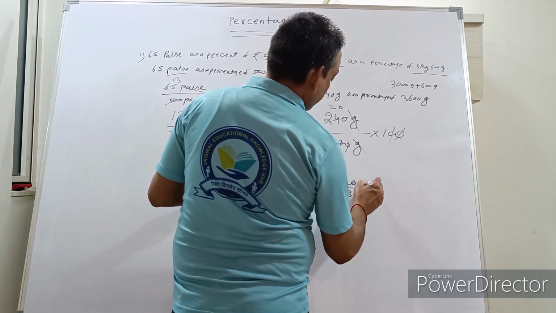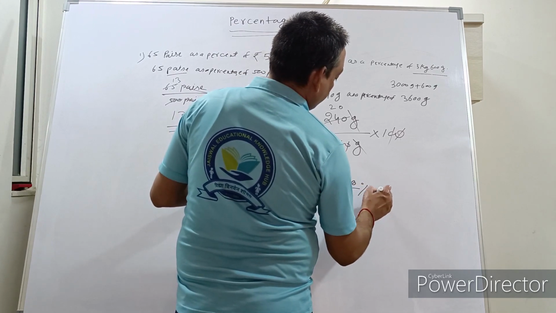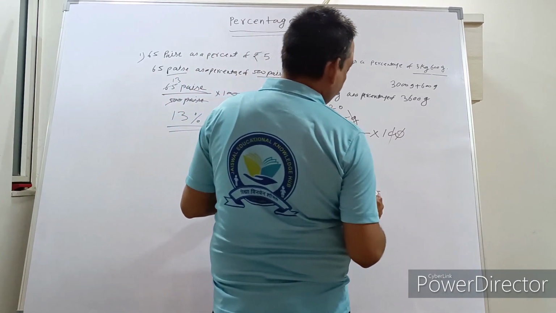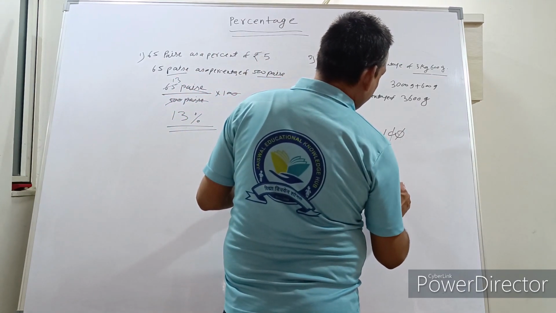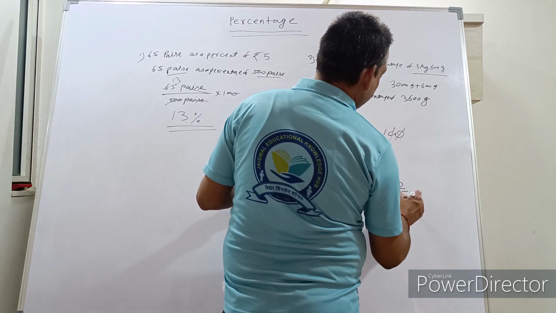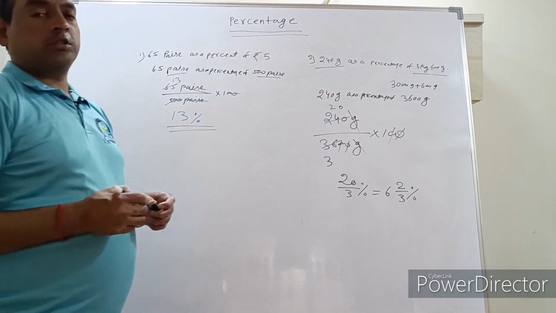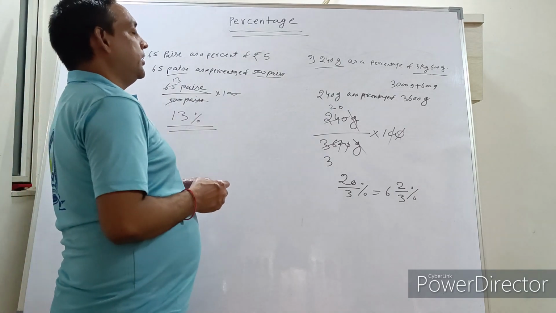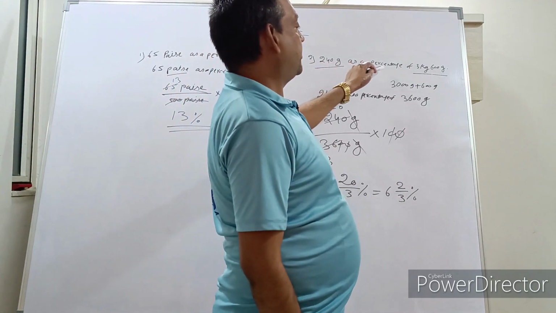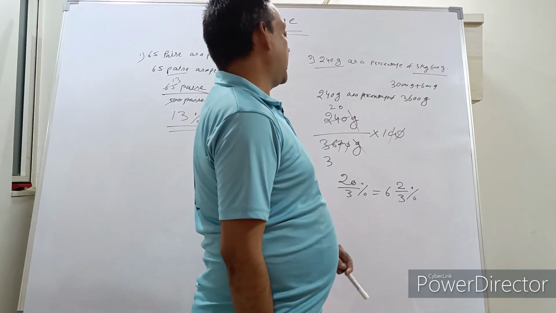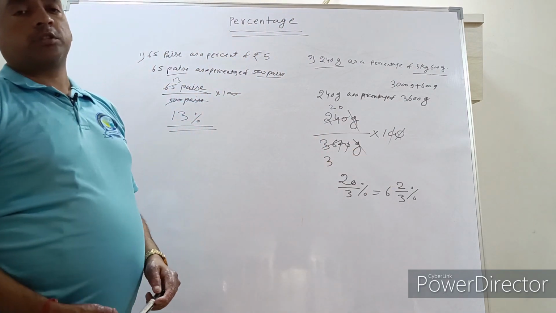20 upon 3 percent. Now you can convert the improper fraction into a mixed fraction. So 3 sixes are 18, 2 over 3 percent. So now we have 6 2 upon 3 percent. 240 gram as a percentage of 3 kg 600 gram is nothing but 6 2 upon 3 percent.